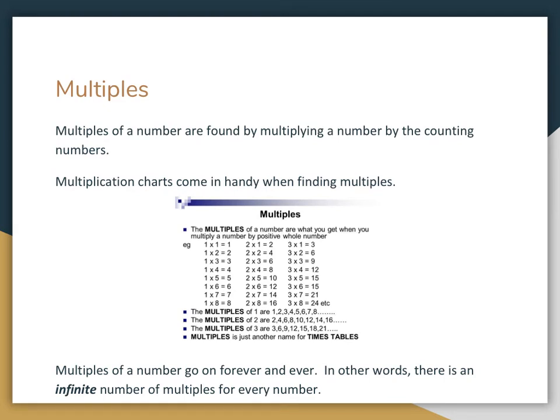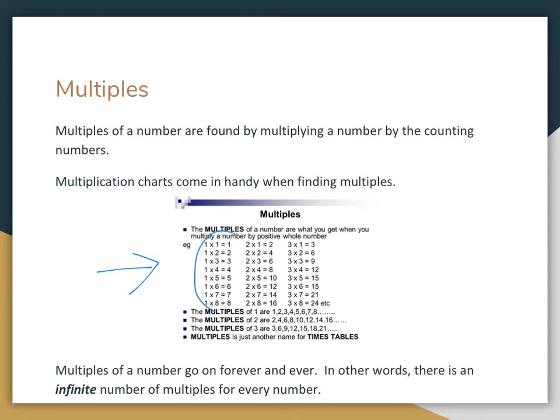Now we're going to move on to multiples. Multiples of a number are a little bit easier than factors. Multiples of a number are basically just the numbers you get when skip counting. So you find them by taking a number and multiplying it by all of the counting numbers. A lot of times people use multiplication charts to help them find multiples. In the picture that's shown here, there are multiples of 1, 2, and 3 listed.